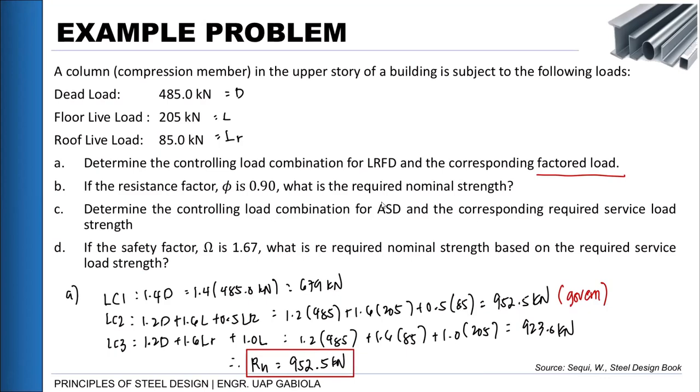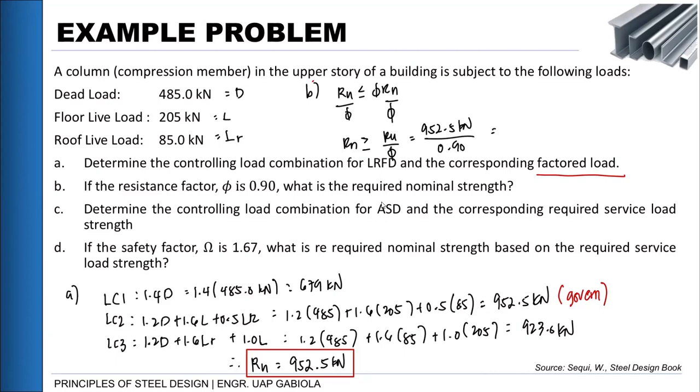Okay? Next. So, sa letter B, ito ko na lang isulat yung letter B sa taas. Kung letter B, if the resistance factor phi is 0.9, what is the required nominal strength? So, yung criteria natin, dapat yung factored load natin should be less than or equal sa phi Rn. So, Rn yung hinahanap natin. So, to get yung Rn, divide natin both sides by phi. So, magiging Rn is greater than or equal to Ru over phi. Or substitute natin, we have 952.5 kilonewton divided by 0.9.